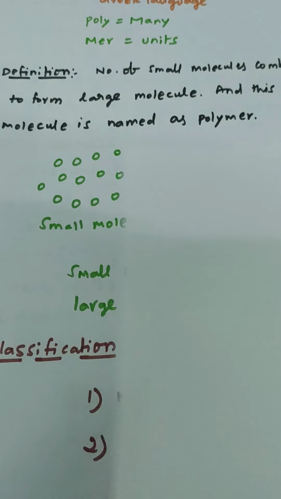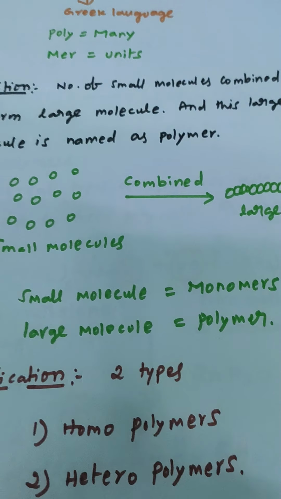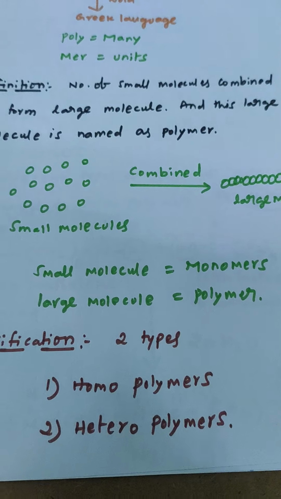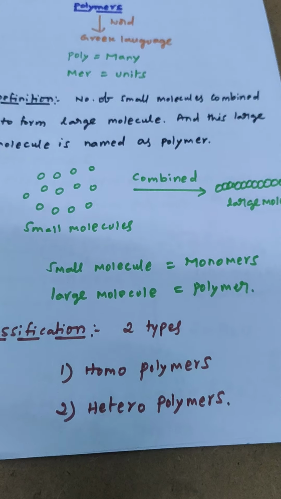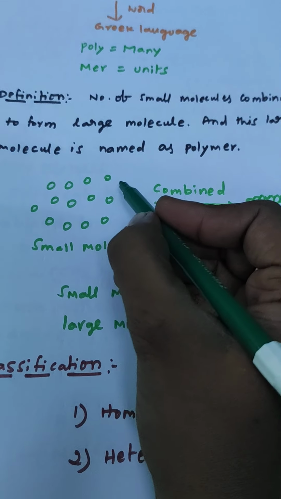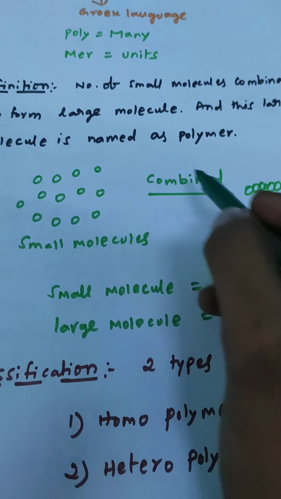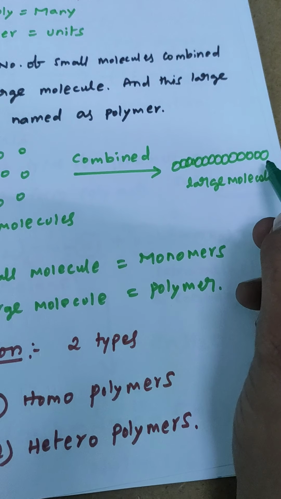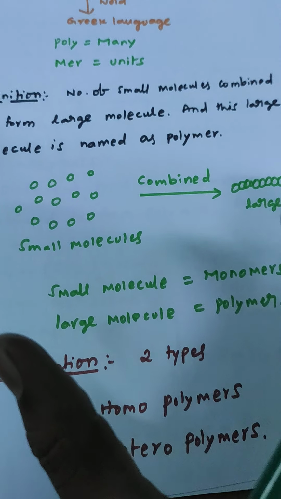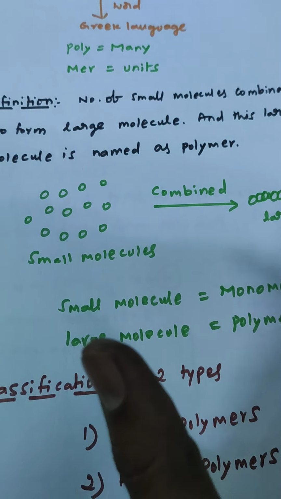What is the definition of polymer? A number of small molecules are combined to form a large molecule, and this large molecule is named a polymer. Here it is a number of small molecules, a number of individual molecules. These individual molecules are combined to form a large molecule. This is the basic version in chemistry.